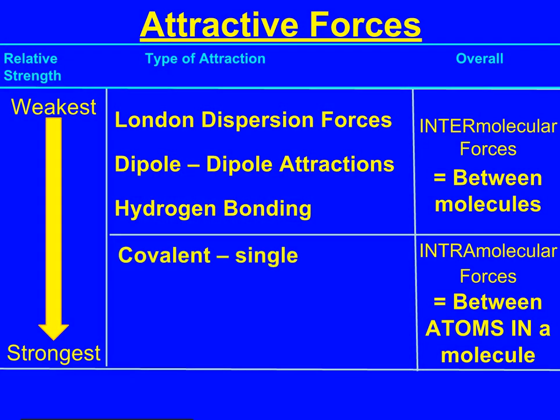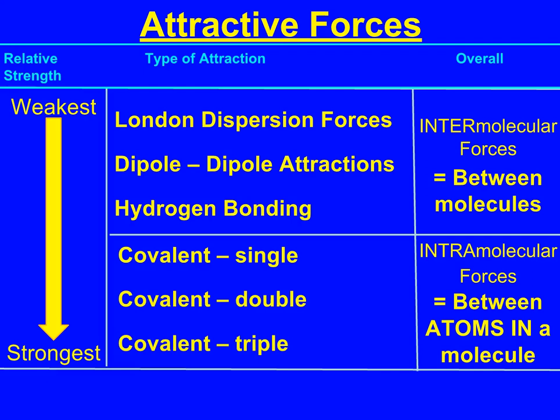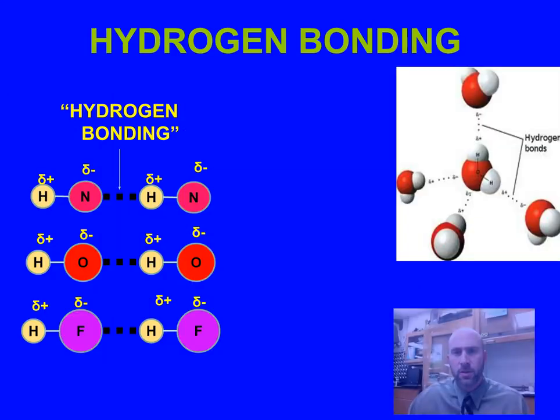Okay, so let's go through these. These are the ones that we've covered and talked about already. So covalent single bonds, double bonds, and then the covalent triple bond is the strongest of the intramolecular forces. Okay, but for these notes, we're going to really focus in on these IMFs, the intermolecular forces. Okay, so let's look at hydrogen bonding first. So we're going to start at the strongest. Okay, so why is hydrogen bonding so darn strong?